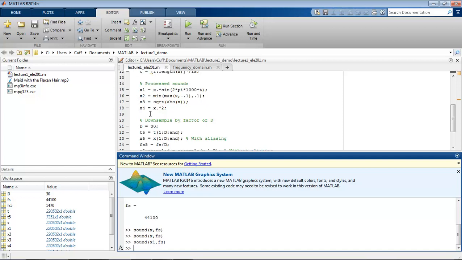We also listened to it when we squared it, but I'll do that again. And remember, I had to rescale it so that it wasn't too quiet. So if we squared it, it did some funny things.